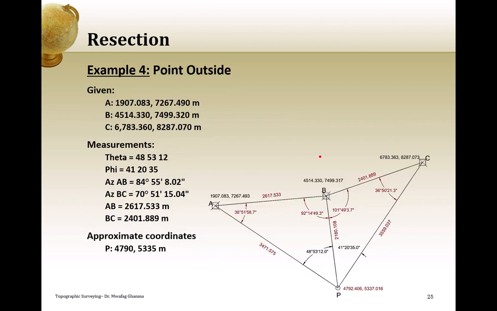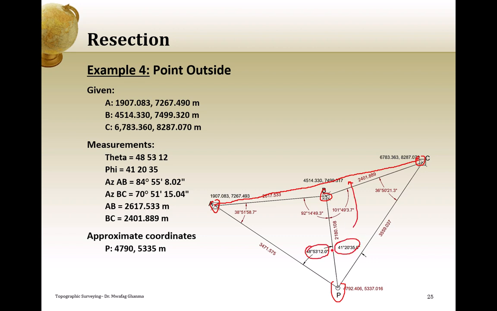This is the fourth example where the point is outside. So this is the triangle from A, B to C. These are the control stations. This is control station A, station B, and station C. And this is the triangle if you want to draw it. The triangle is here. So this point P is outside this triangle made by the 3.